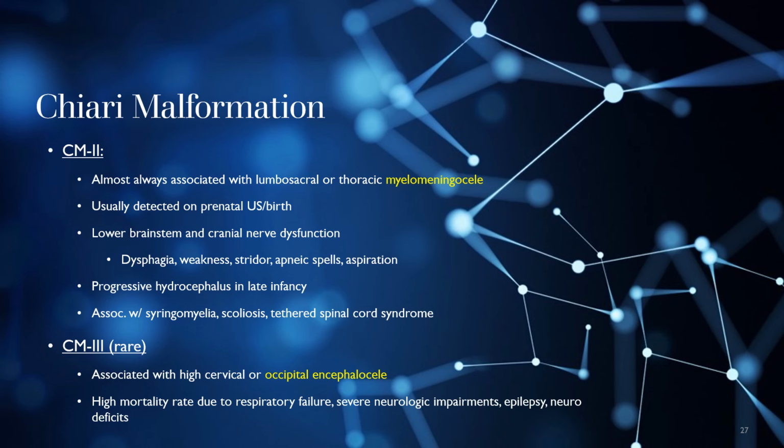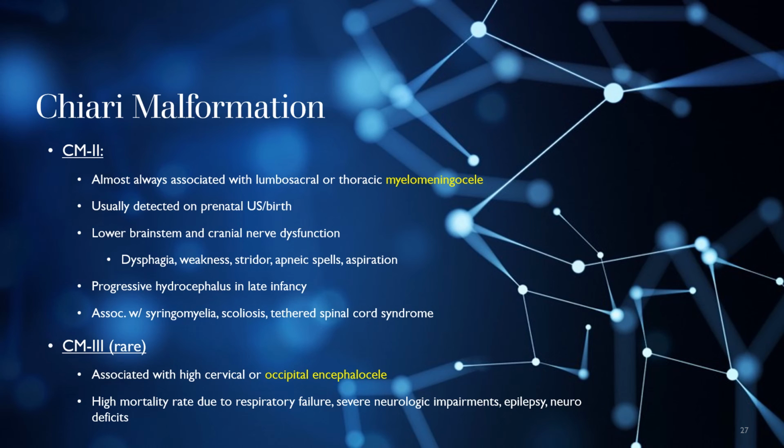For type 2, they're almost always associated with lumbosacral or thoracic myelomeningocele. Typically, they're seen on prenatal ultrasound or at birth. They have lower brainstem and cranial nerve dysfunction, which can lead to dysphagia, weakness, stridor, apnea, and aspirations. And they typically have progressive hydrocephalus in infancy. Again, associated with syringomyelia, scoliosis, tethered spinal cord syndrome. And again, whenever you see a Chiari 2 malformation, always think myelomeningocele as well.